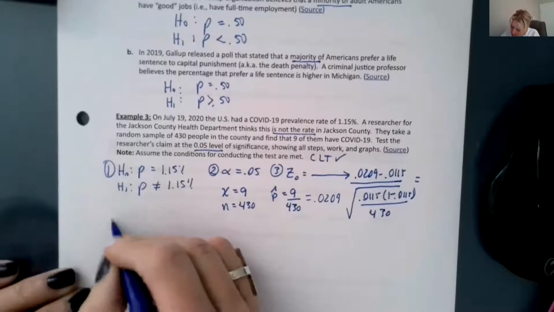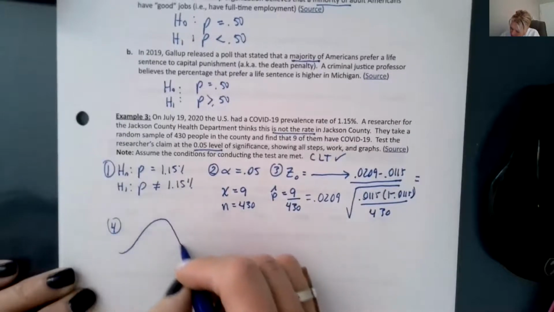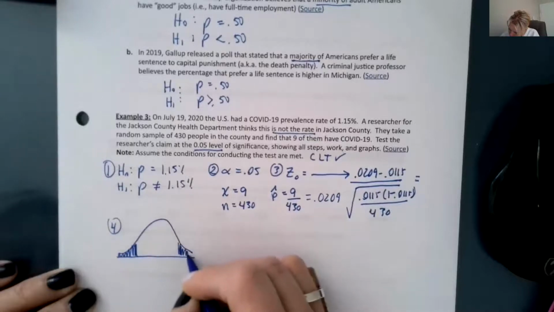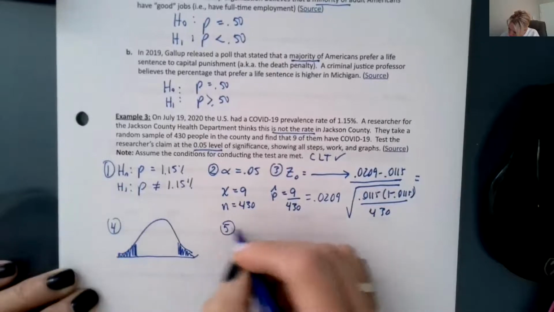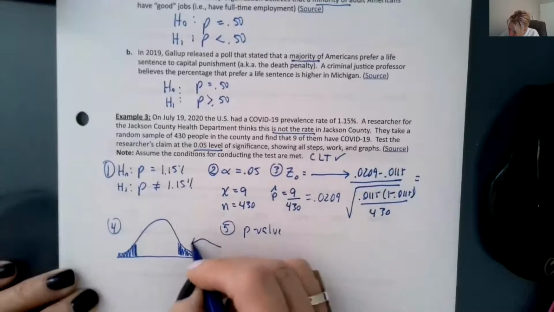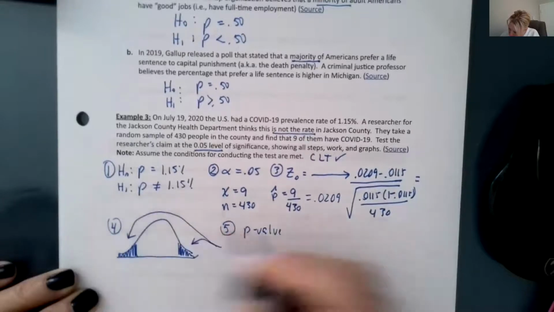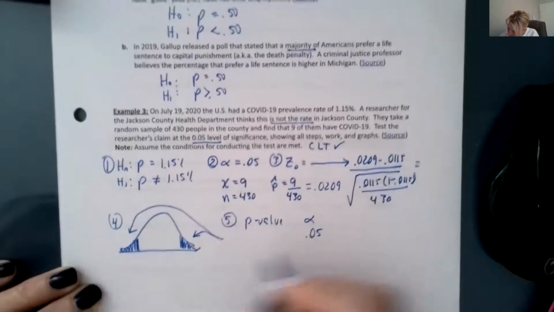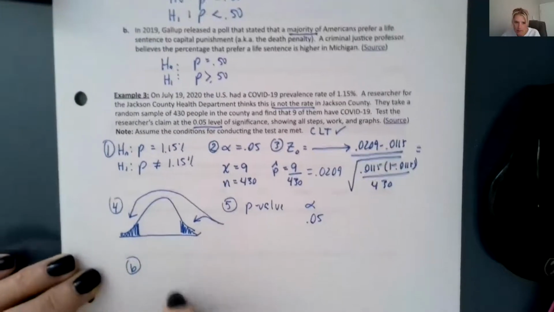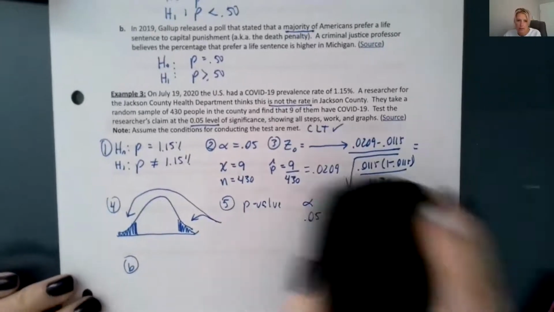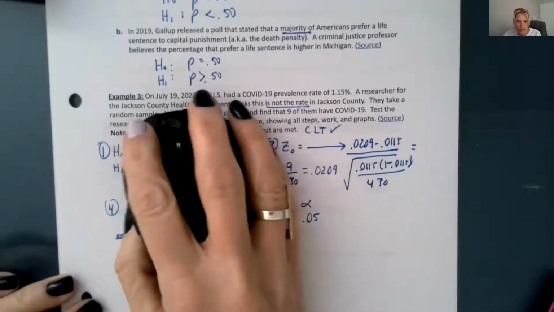Then the graph that we're going to draw is two-sided because we have a two-tailed test. And so our p-value that we're going to get from step 5 will be split between these two tails, right? And the alpha that we're comparing to is 0.05. And then we have to make sure that we state our conclusion. So let's go to StatCrunch and put in 9 and 430.